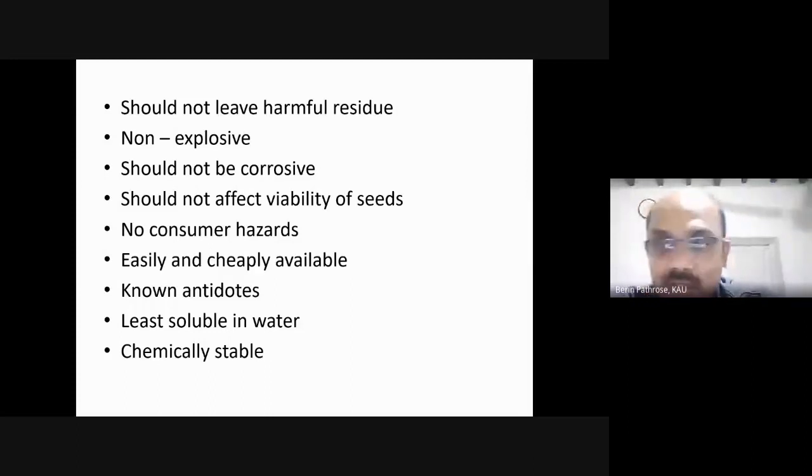Then, any known antidotes, because if any adverse thing happens, we should know the antidote. That means the person can be treated easily. So that is another feature the fumigant should possess. It should be least soluble in water. The reason is, if it is soluble in water, then since every grain and every plant material contains water, it gets absorbed and residue will remain in that grain. So it should be least absorptive to water, also to oils and all.